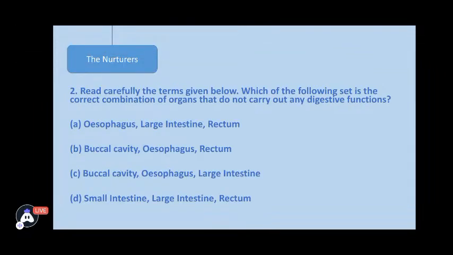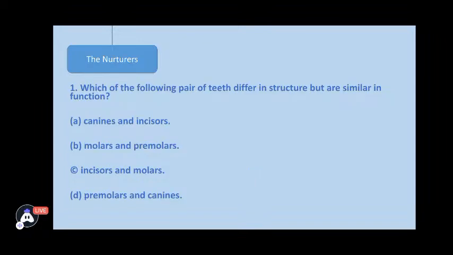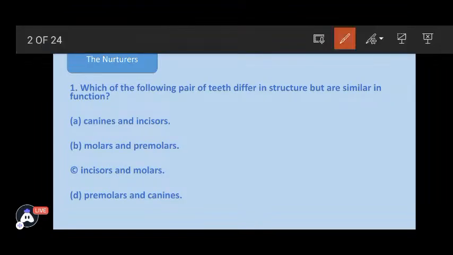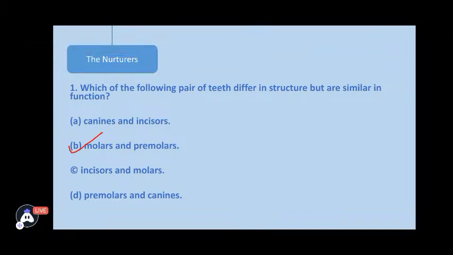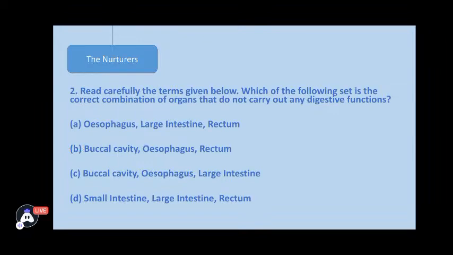For that, if we look at the first question, the names of the teeth themselves are incisors, canines, premolars, and molars. We have four types of teeth. And the same function is for molars and premolars, because they have different structure, but their main function is cutting the food. So yes, the correct answer is molars and premolars. Moving ahead to the next one.